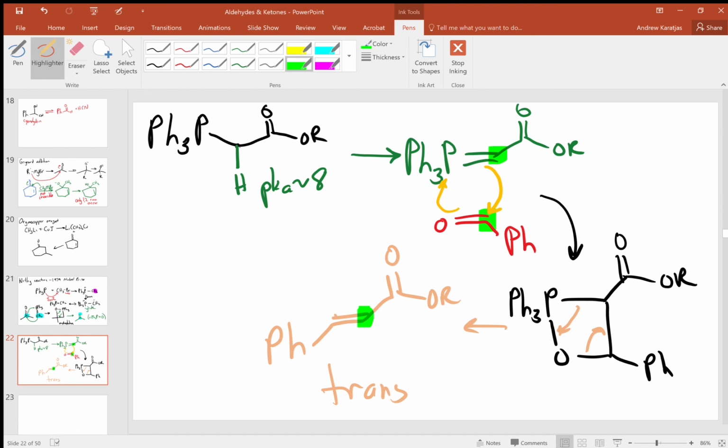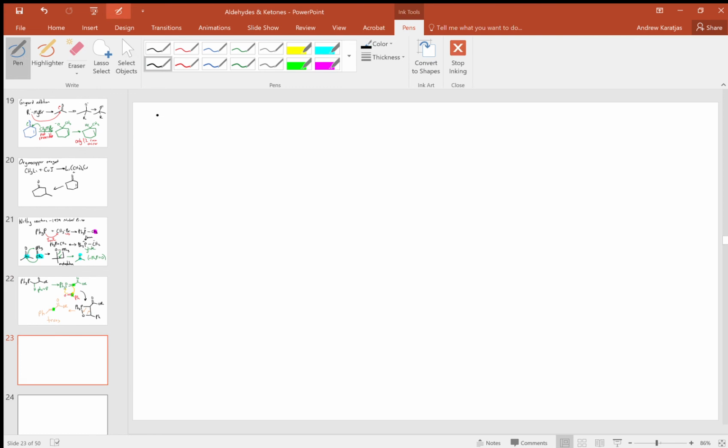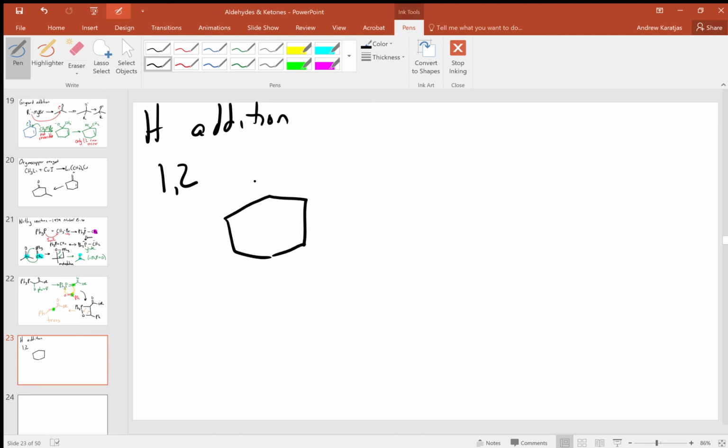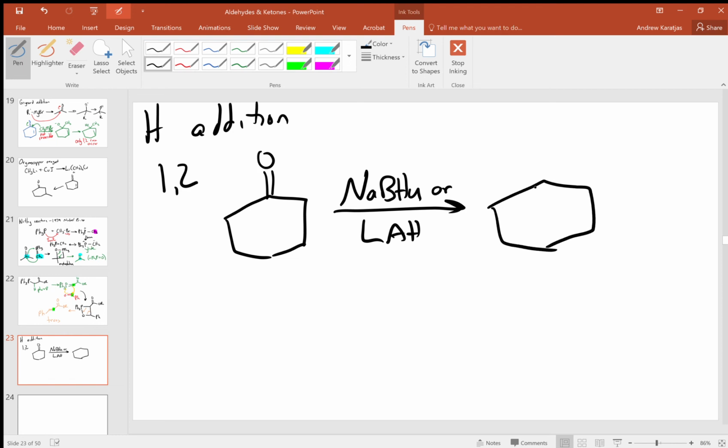All right, the next type of addition I want to talk about is fairly brief. And that's because it's mostly review. What if we wanted to add hydrogen? Well, 1,2, we've already learned how to do that. We learned that in the alcohol section. So if we want to do a 1,2 addition of hydrogen, we've already learned that we can do that using sodium borohydride or LAH. That'll give us our 1,2 addition, and it reduces our carbonyl to an alcohol.